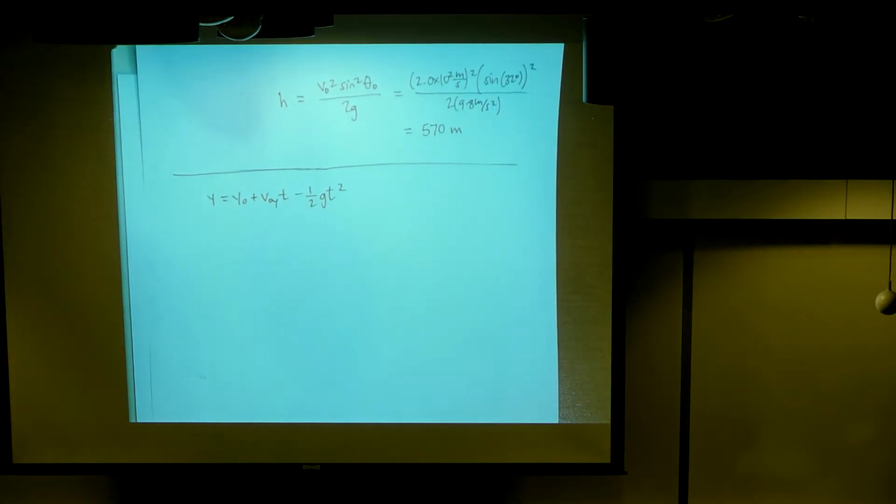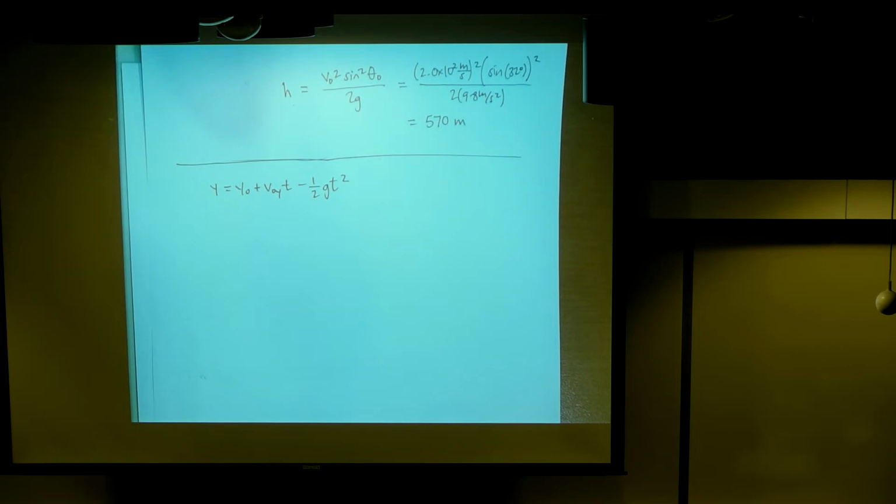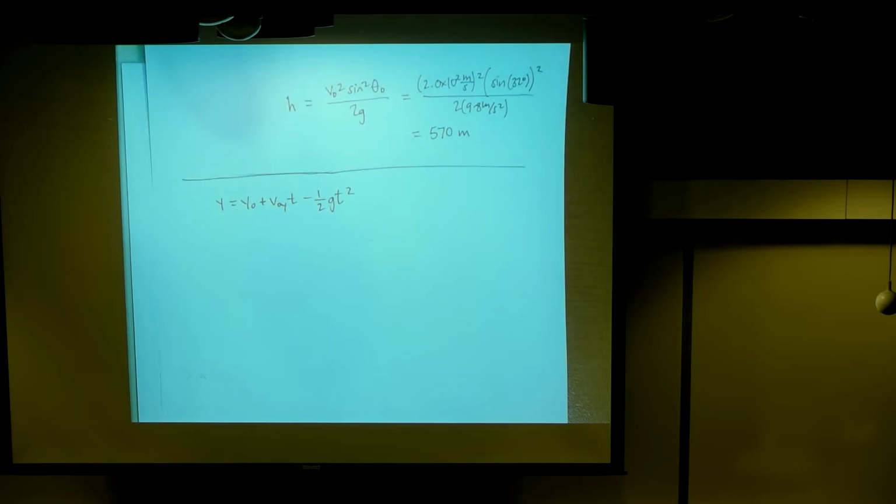So I would suggest using this kinematic equation right here to solve the problem. Okay, y equals y naught plus v naught y t minus a half g t squared. Try that out. Okay.